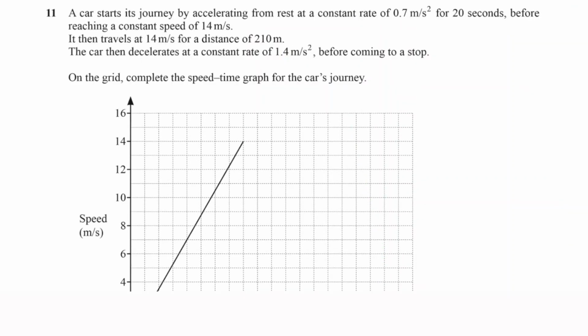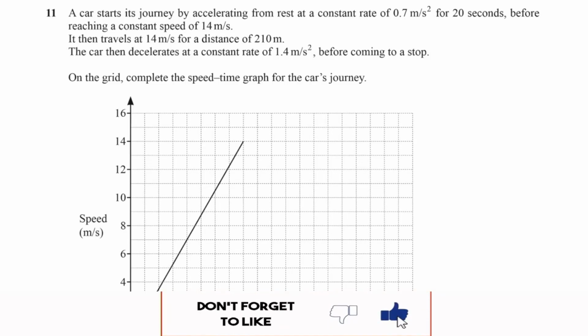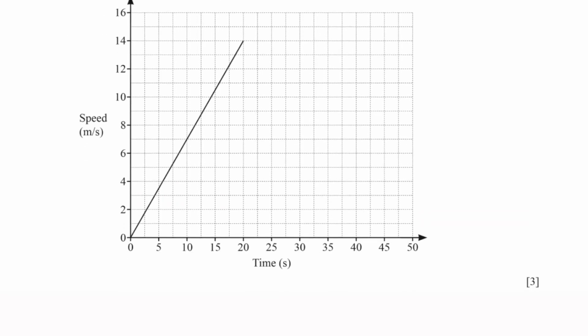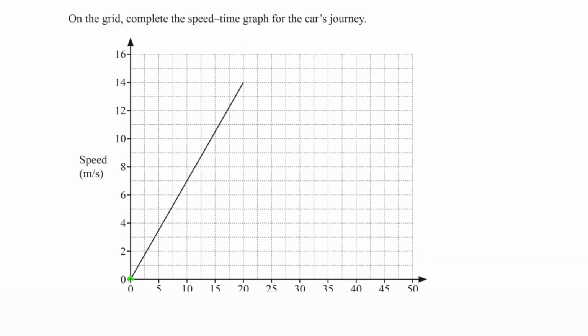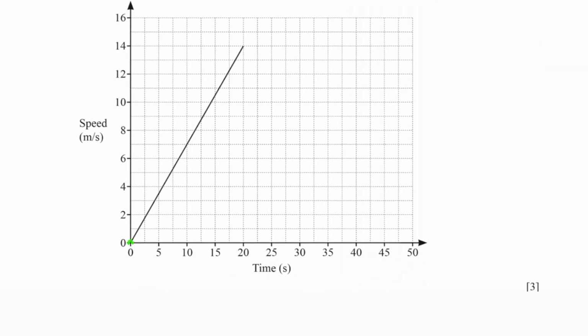Question number 11. A car starts its journey by accelerating from rest at a constant rate of 0.7 meter per second square for 20 seconds. You should know one thing, that it is starting at 0, right? It starts from 0 and it attains a constant rate. The rate will always be equal to the gradient, or magnitude, we call it m. Constant rate will always be m for 20 seconds.